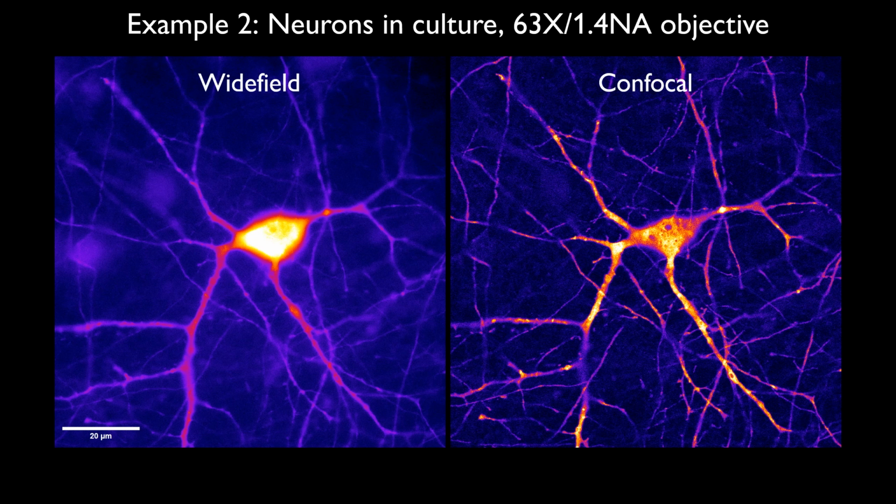Another example are neurons in culture looked at with a 63x 1.4 numerical aperture objective, and you see on the left the image taken with a wide field microscope, and on the right you see the image of the exact same region taken with a confocal microscope. I'll note that in the image on the right with a confocal, there are less blurry things. This is a much more crisp image where images of things that are blurry and appear to be out of focus on the left-hand image have been removed on the one on the right, leading to enhanced contrast.